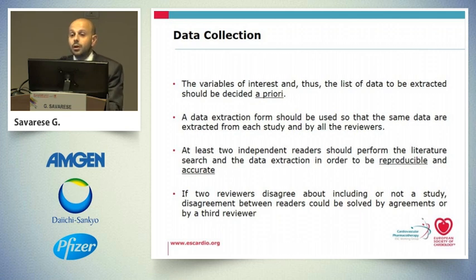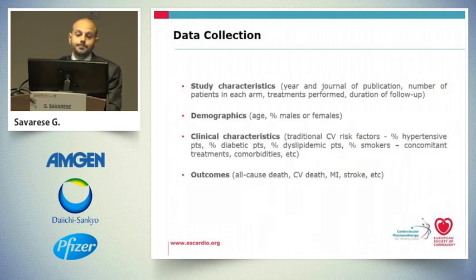So all the investigators can extract from different papers the same variables. A data extraction form should be used so that the same data are extracted from each study and by all the reviewers. It's important that at least two independent readers perform the literature search and the data extraction in order to be reproducible and accurate. If two reviewers disagree, they can find an agreement or ask a third person for a suggestion about including or not including a study.